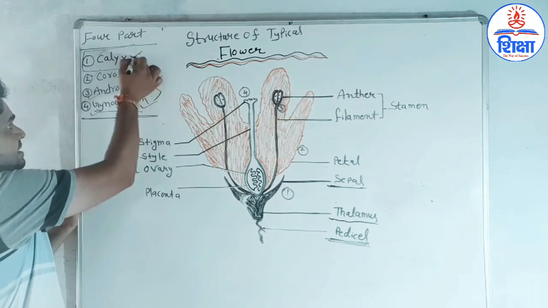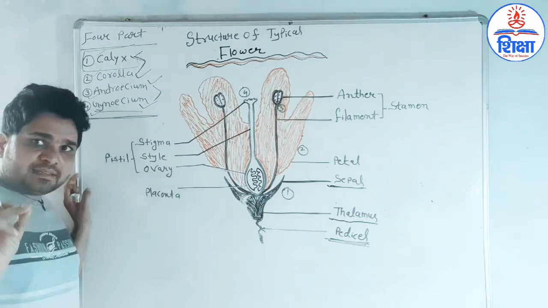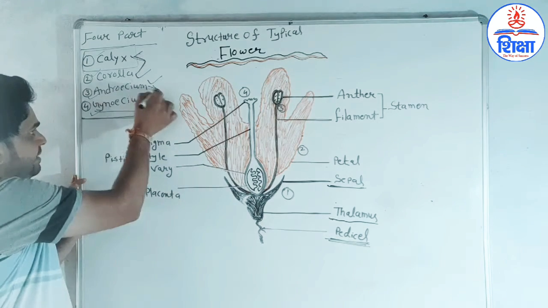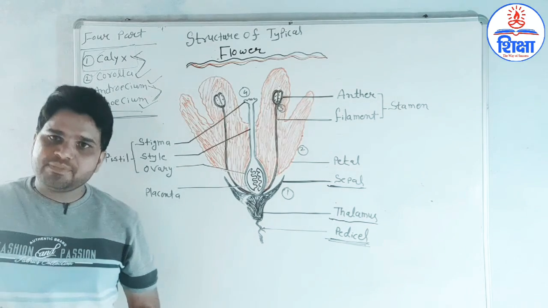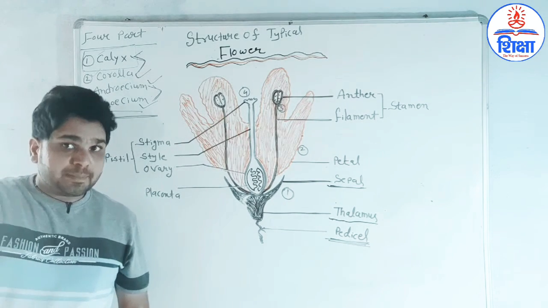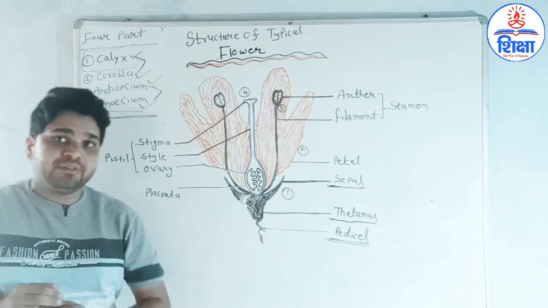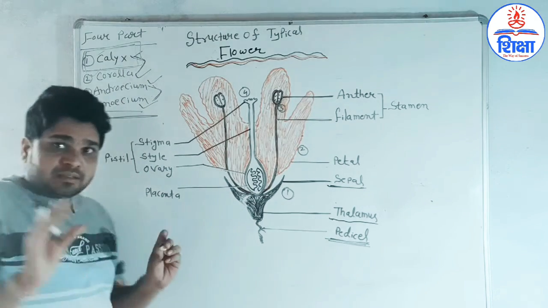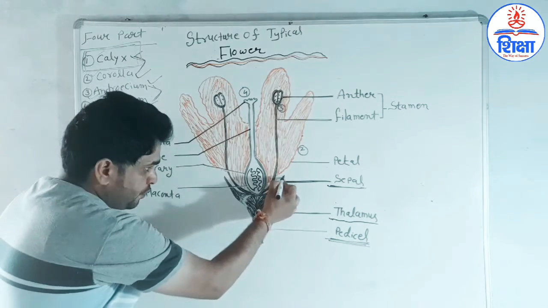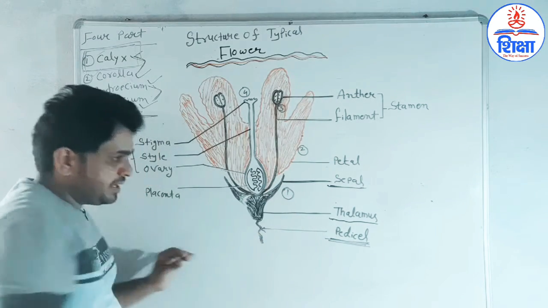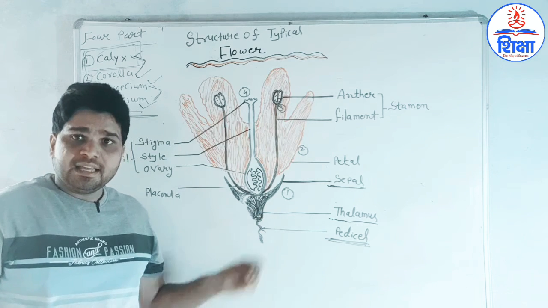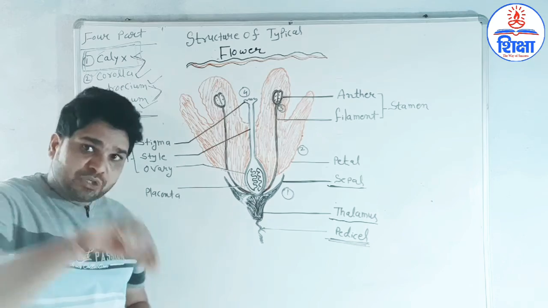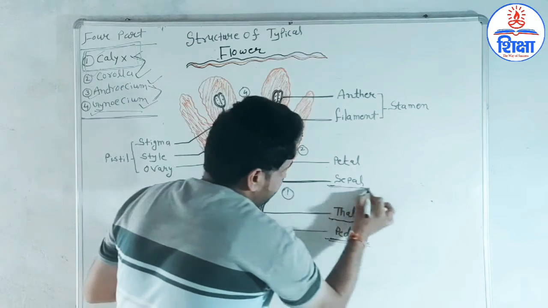Students, calyx and corolla are the accessory organs of the flower, and the androecium and gynoecium are the necessary reproductive organs of the flower. Students, number 1, calyx. The first whorl of the flower is called calyx. Calyx is more than 1 in number, so the unit of calyx is called sepal.